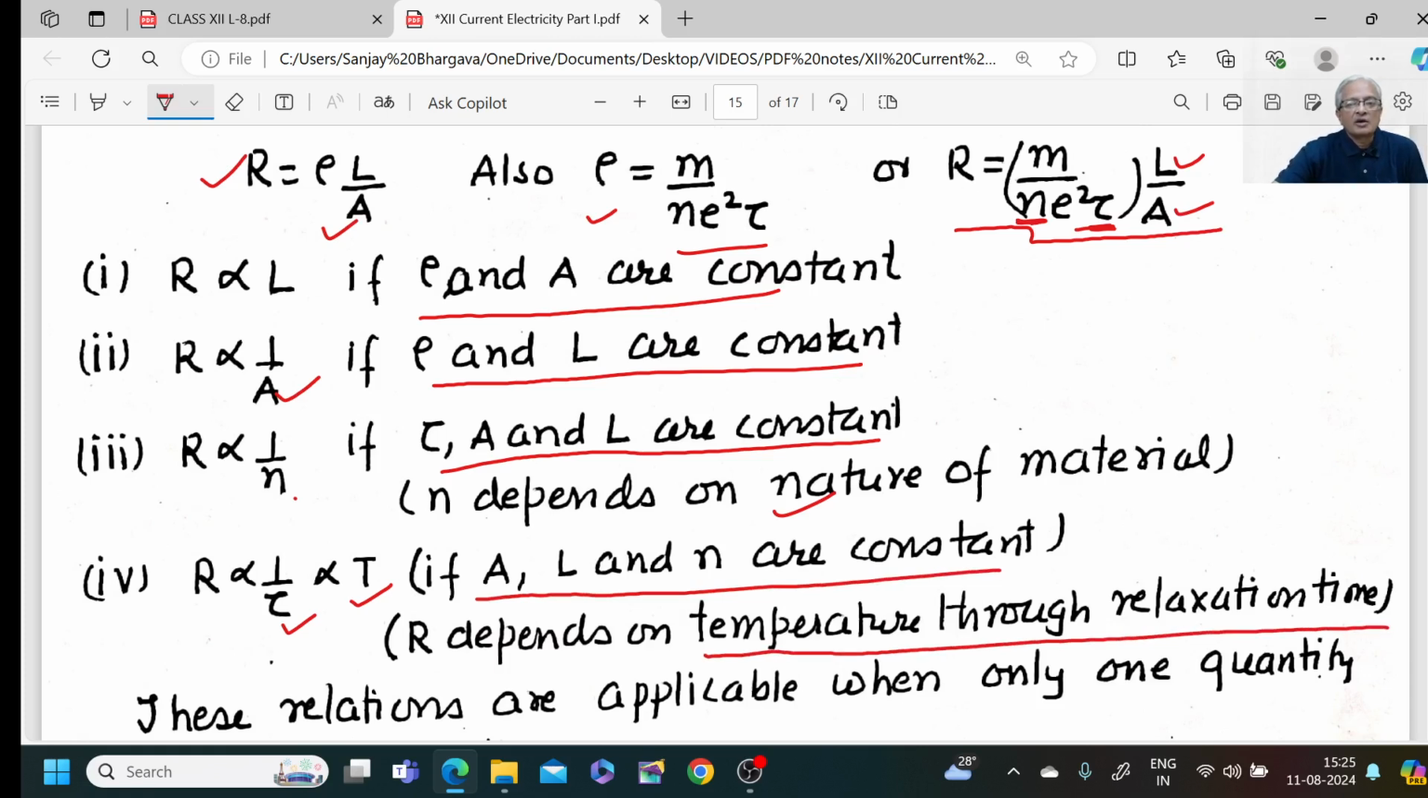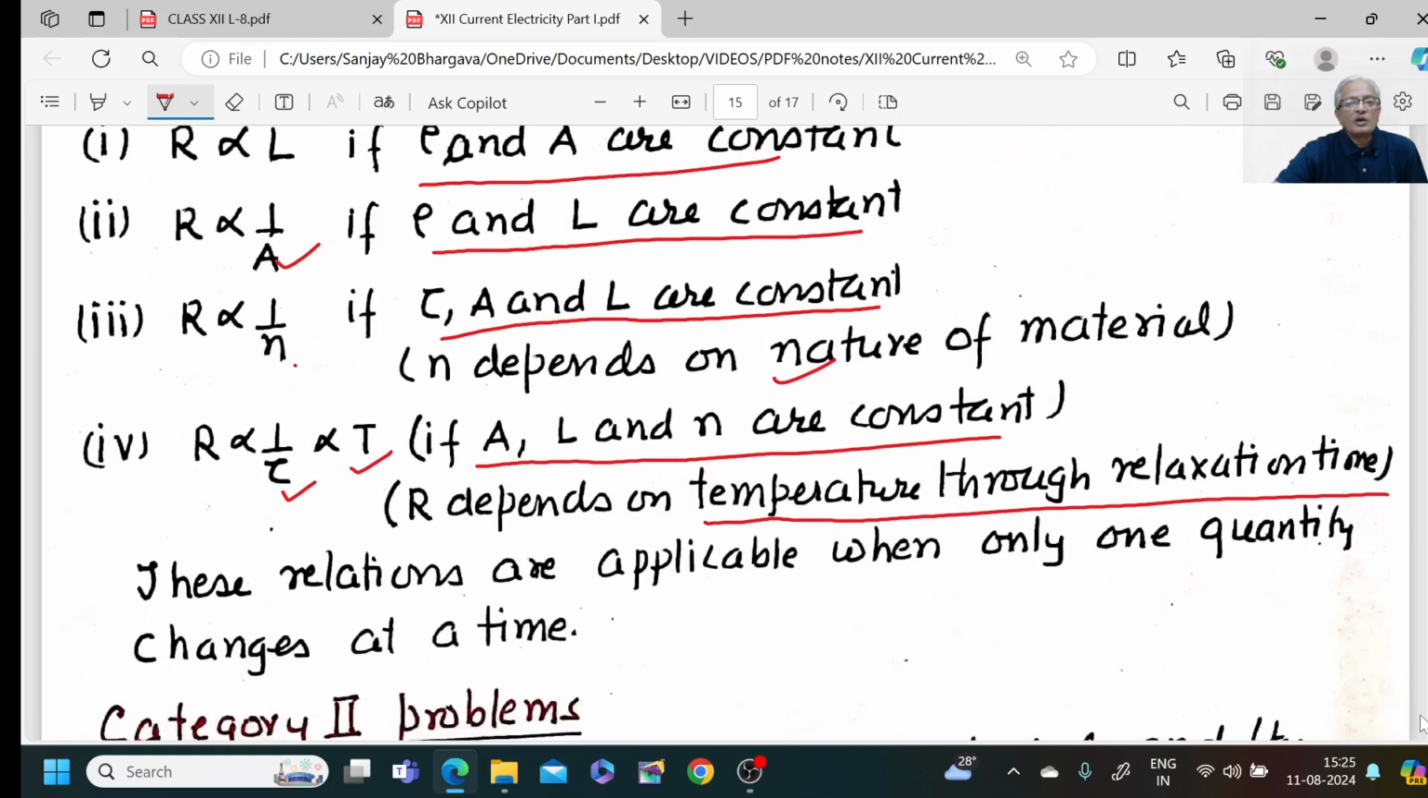These relations are only valid when one quantity changes at a time. Like I have a roll of wire. Once I compare, I cut a wire of length 1 meter and then I cut a wire of length 2 meter. The resistances would be in the ratio 1:2, because in this duration neither temperature is changing, nor the nature of material is changing, nor the area of cross section is changing. It is only the length that is changing. So these equations are to be taken into account when one variable changes.